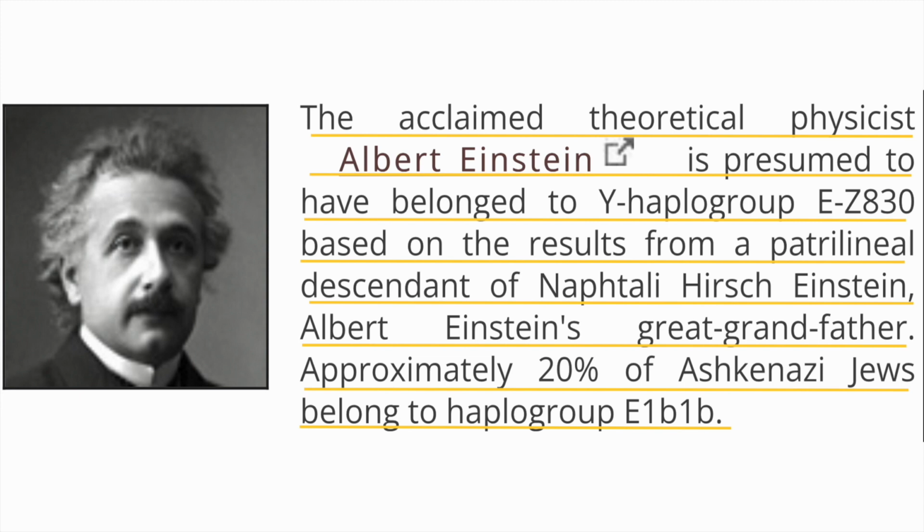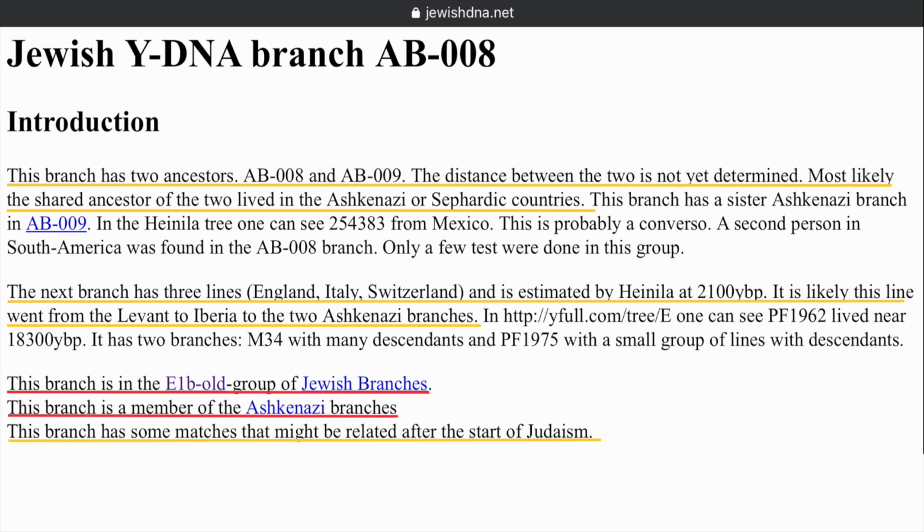The acclaimed theoretical physicist Albert Einstein is presumed to have belonged to Y haplogroup E-Z830, based on the results from a patrilineal descendant of Naphtali Hescher Einstein, Albert Einstein's great-grandfather. Approximately 20% of Ashkenazi Jews belong to E1b1b. Here are a few interesting Jewish clusters within E-Z830 according to JewishDNA.net.